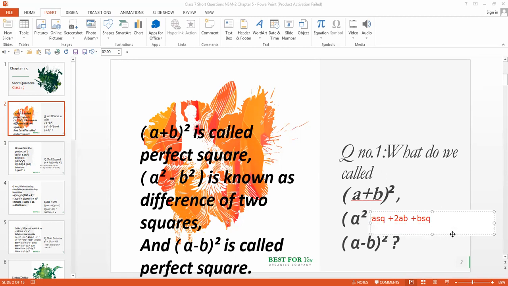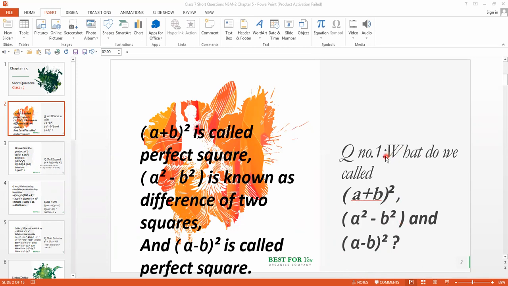Similarly, when we have to open this second one, we just choose two brackets. In the first bracket, I have to write a plus b. We already discussed this yesterday, beta. Okay, and what do we call this second one? Yes, we call it difference of two squares. Very good. So this (a plus b) whole square and this (a minus b) whole square are the first and second identities, and this center one, a square minus b square, is the third identity.